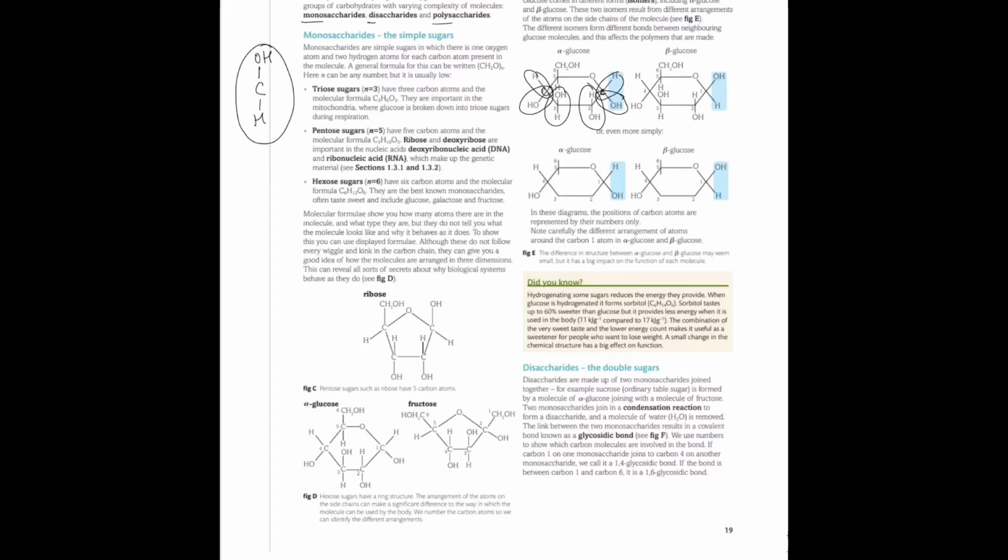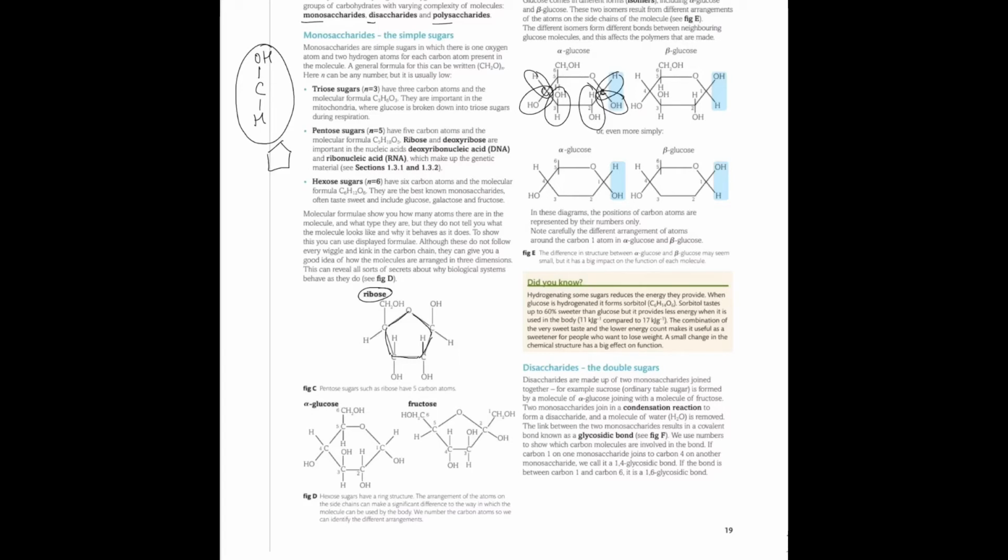But the important ones to focus on are the pentose sugars and hexose sugars. So pentose sugars, n equals 5, have 5 carbon atoms and the molecular formula C5H10O5. Ribose and deoxyribose are important in the nucleic acids deoxyribonucleic acid, DNA, and ribonucleic acid, RNA, which make up the genetic material. Okay, so a pentose sugar would look like this. And you can see it says here ribose, and it has that shape.